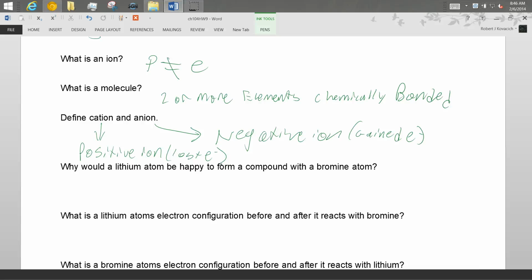Why is lithium going to be happy to form a compound with bromine? What does the lithium want to do? Wants to get rid of one electron. Wants to lose one electron. And the bromine? Wants to gain one.